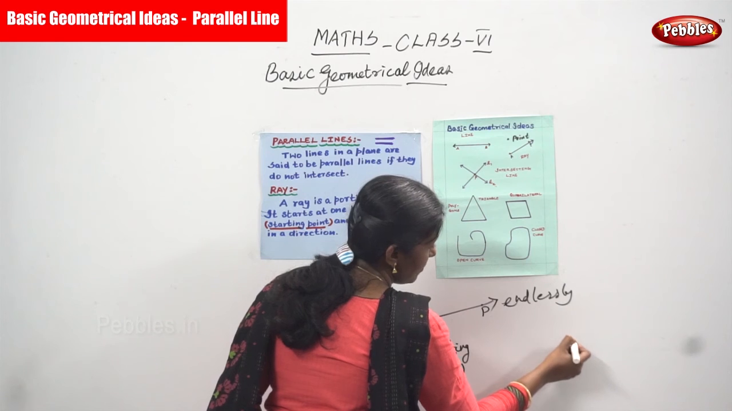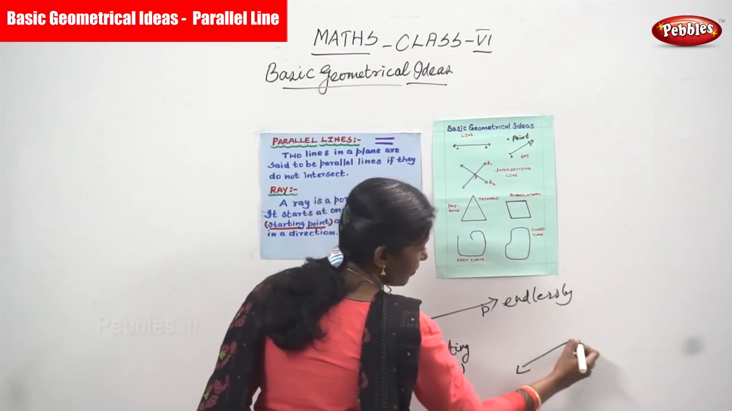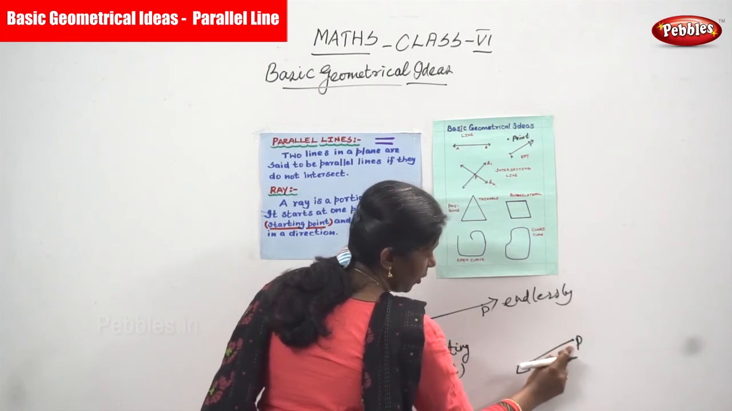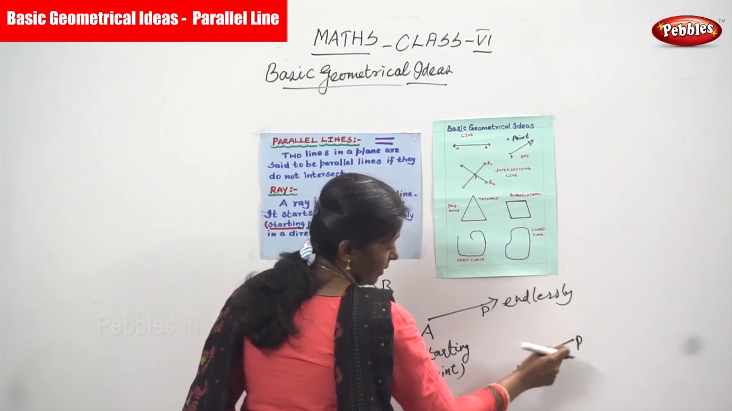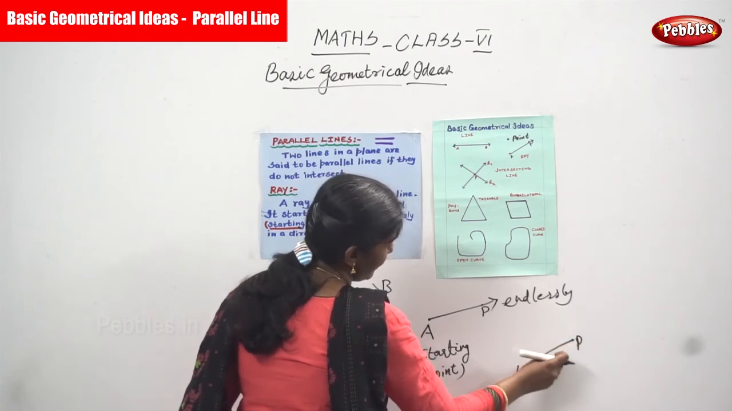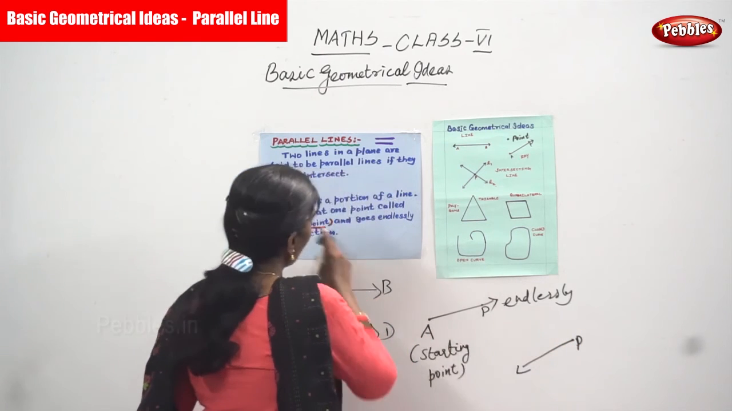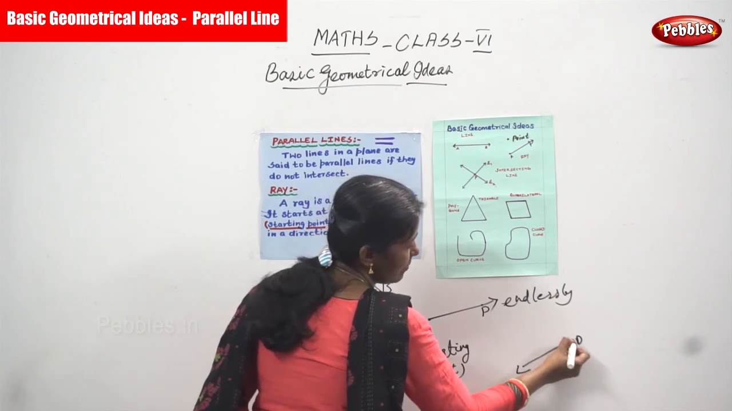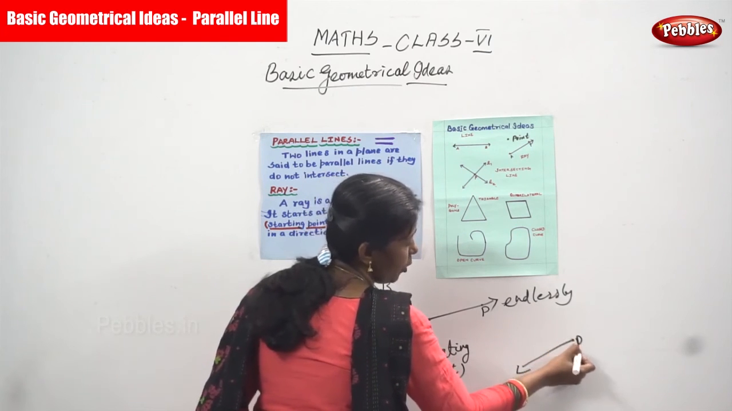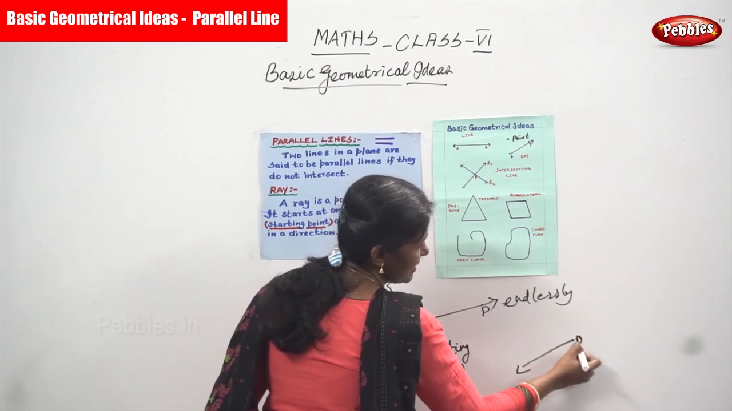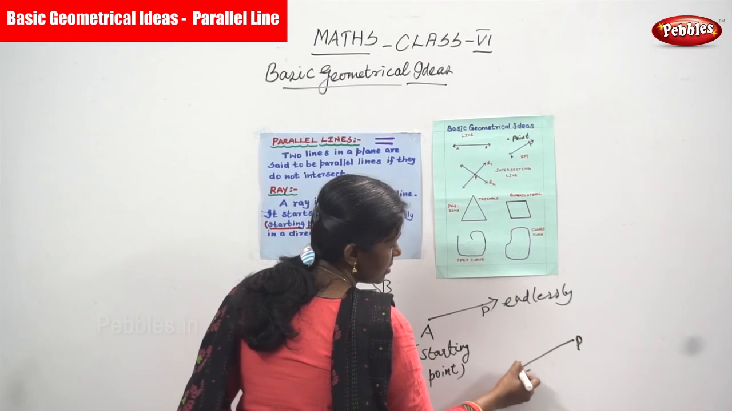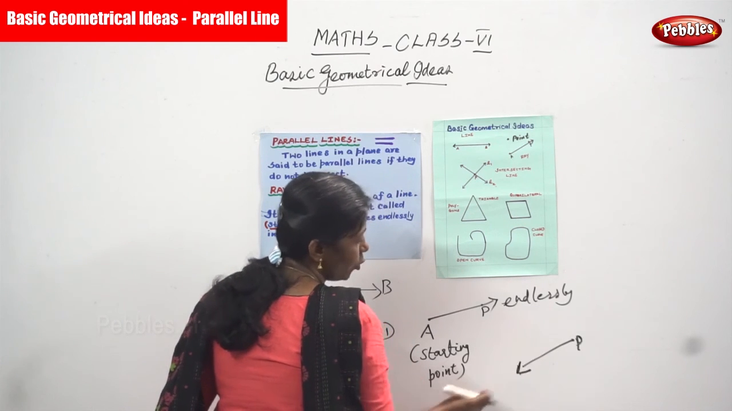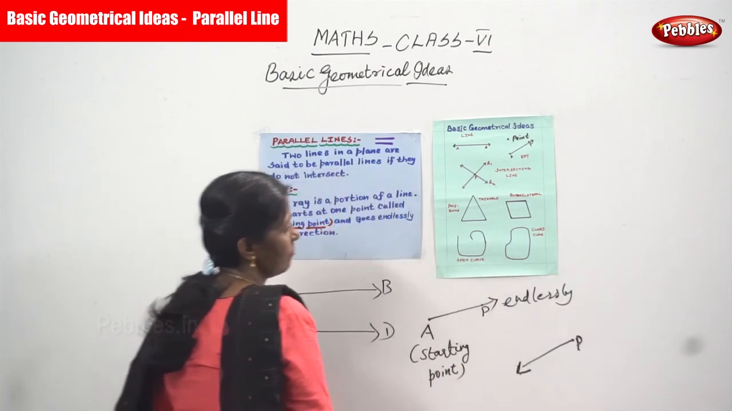Suppose it starts on this side and goes this way, this is also a ray. This is called P, and this is the starting point. A ray is a portion of a line. It starts at a point, this point named P. So P is a starting point and it goes in only this direction, which means there is no end point, it goes endlessly. So this is the ray definition.